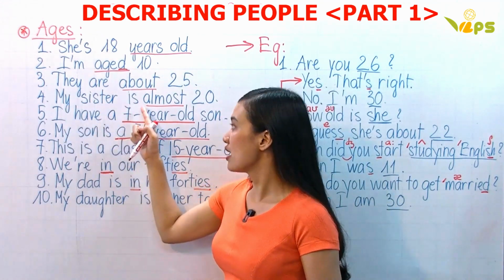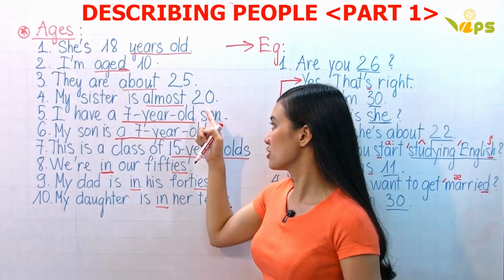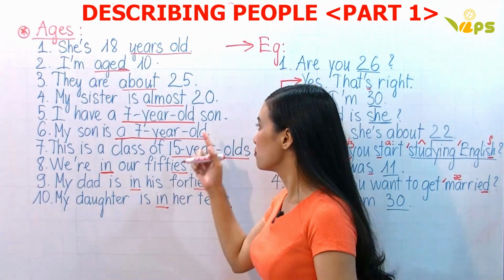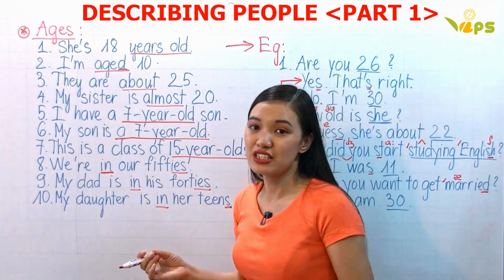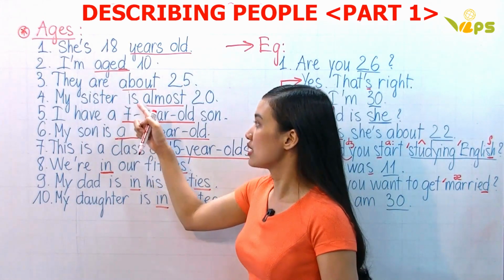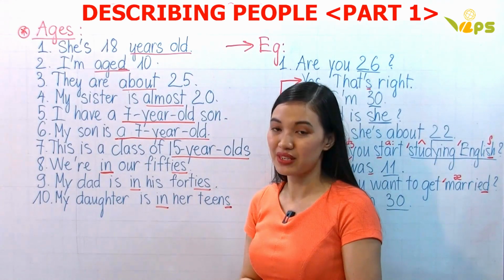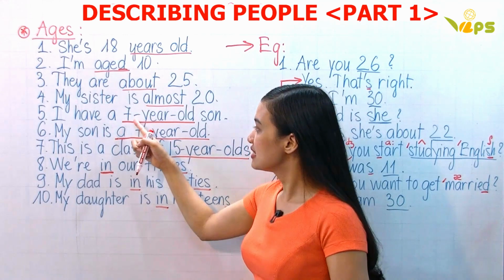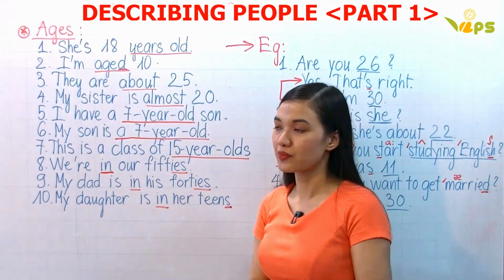My sister is almost 20. Almost or nearly. Like maybe she's 18 or 19 or 20. I'm not sure about that. My sister is almost 20, nearly 20. I have a 7-year-old son.